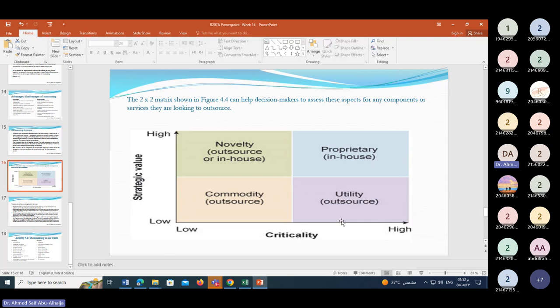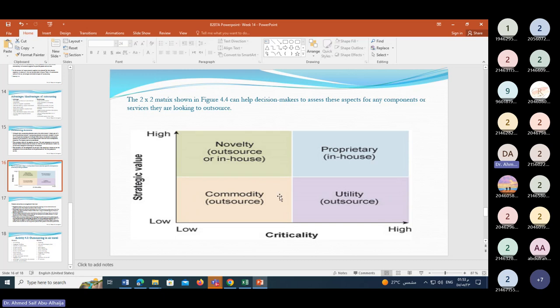طيب. If it is high in terms of criticality, meaning it affects the performance, but it's not contributing to the competitive advantage, then this is a utility, also outsourcing. You can depend on others to do it. Why? Because it's not part of your competitive advantage. So the others can do it, no problem.